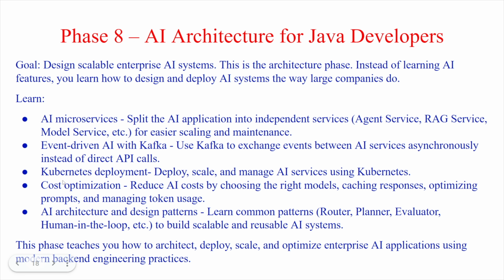Then Kubernetes deployment helps you deploy, scale, and manage your AI APIs. The cost optimization prevents cost overuse by choosing the right model, caching responses, and optimizing prompts and token usage. So AI architecture and design patterns help you learn many common patterns, the router, planner, evaluator, human in the loop kind of stuff, so that you can create scalable and usable AI systems. So this phase teaches you how to architect, deploy, scale, and optimize the enterprise AI application using modern practices.